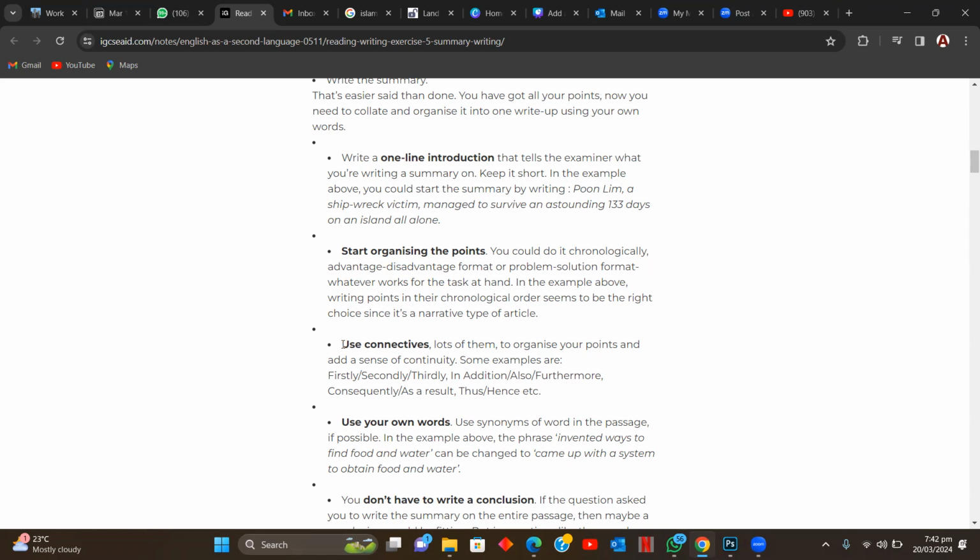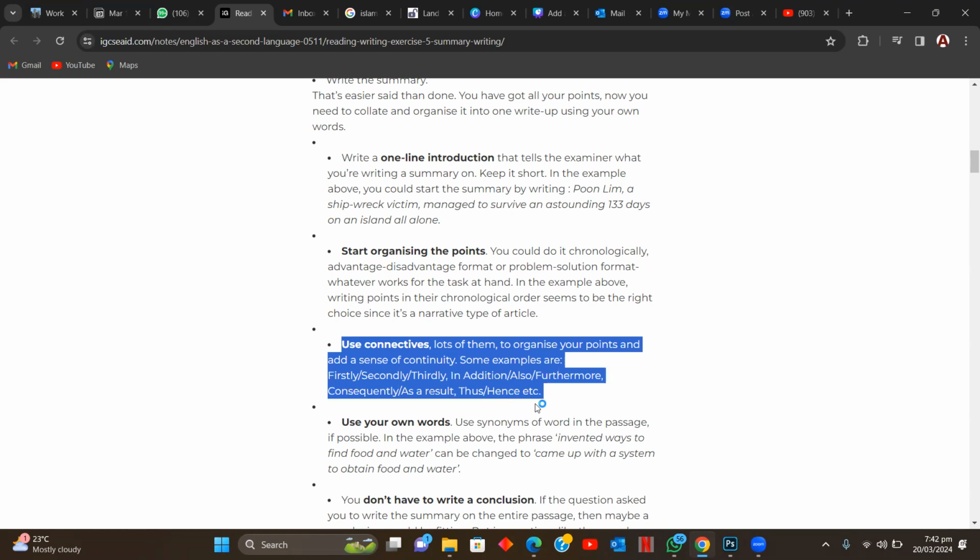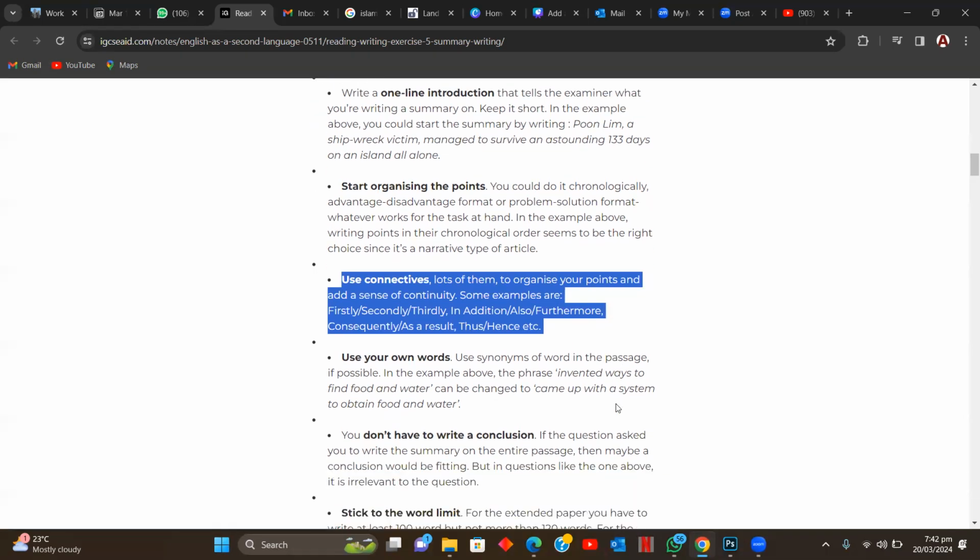Then, a very important point in summary writing is the use of connectives. Connectives are basically transition words that organize your points. They give continuity. For example, firstly, secondly, thirdly. Connectives such as in addition, furthermore. If we are stating a result, we write consequently, as a result, hence. So there are transition words for every situation.